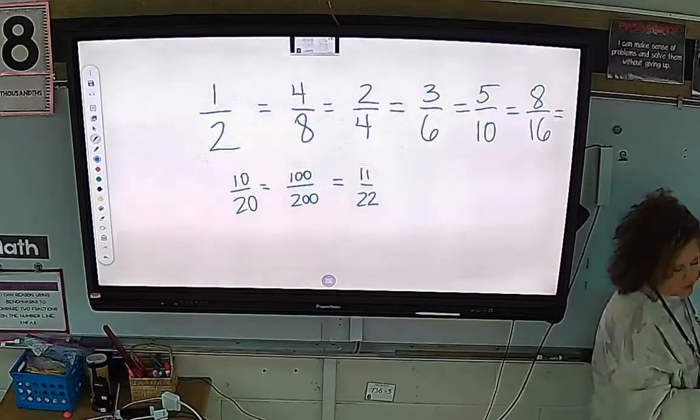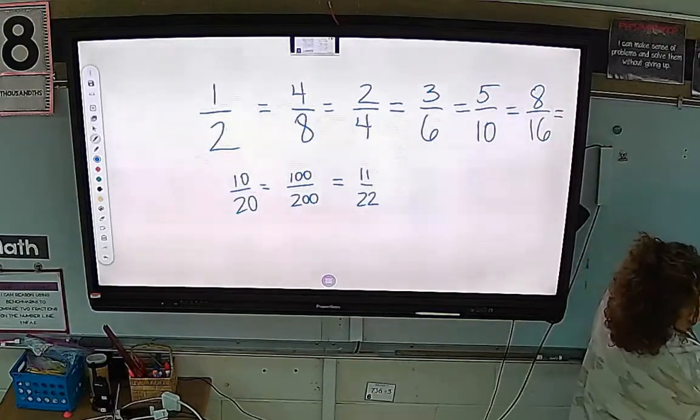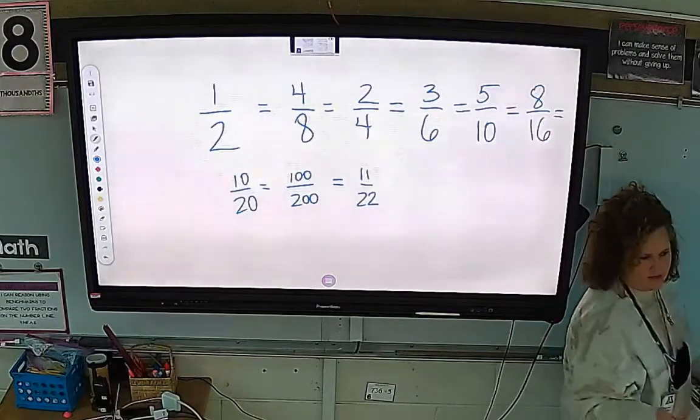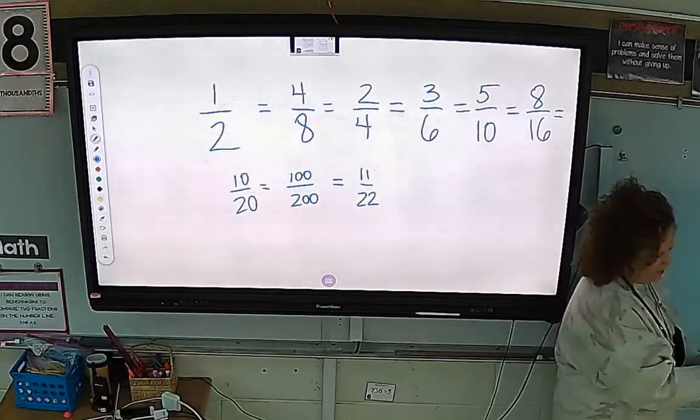But what I wanted to show you is that in the ones that did have an even denominator, can you see how they all are the same size? Okay, just with a model.